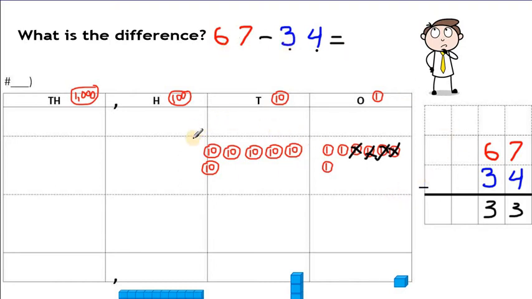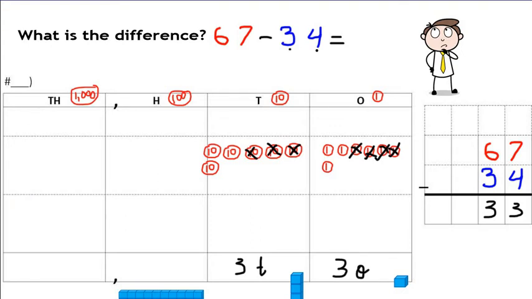Now I have 6 tens. And I want to subtract 3 tens. So 1 ten, 2 tens, 3 tens. And subtract. And I have left over 3 tens, 10, 20, 30, and 3 ones. 1, 2, 3. 3 tens, 3 ones. So we're going to use the representational drawing, like what you've seen here, to do our math today.